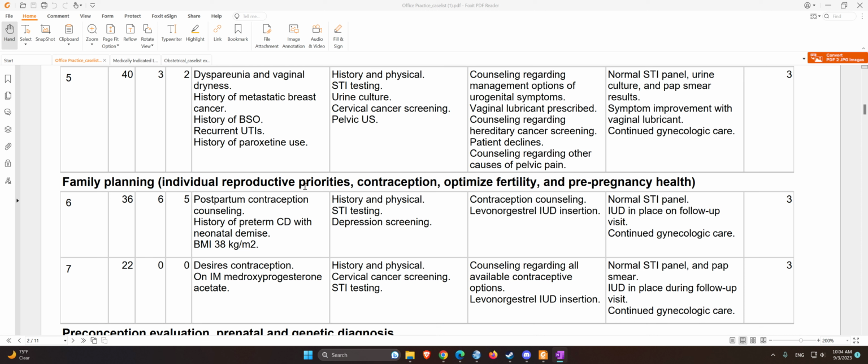Right. So how is this one different? How would you manage this patient differently than someone who has no risk?